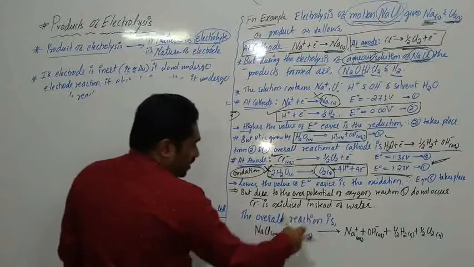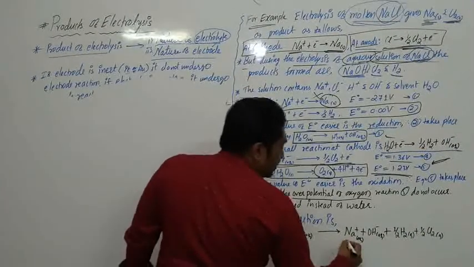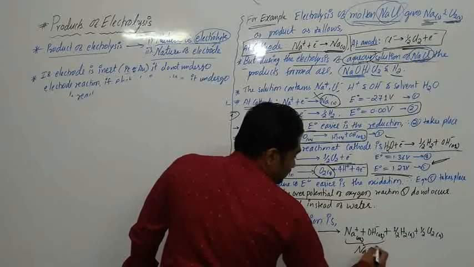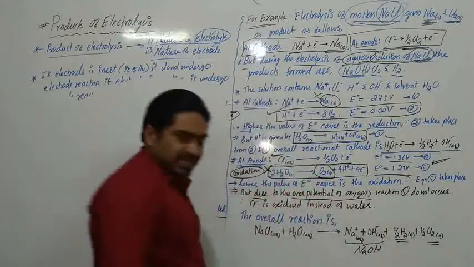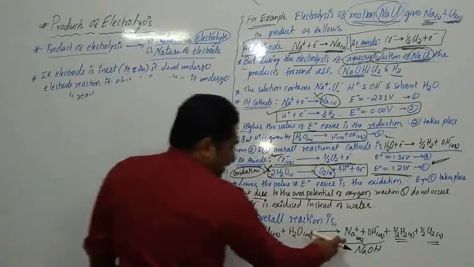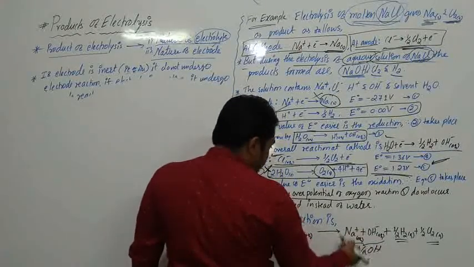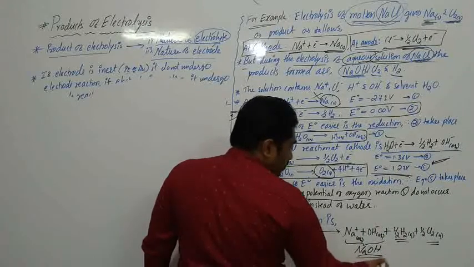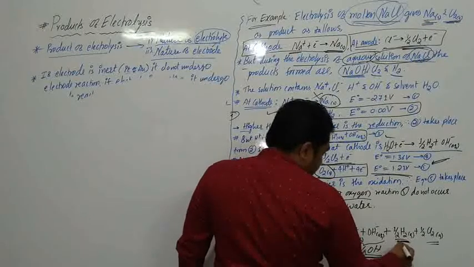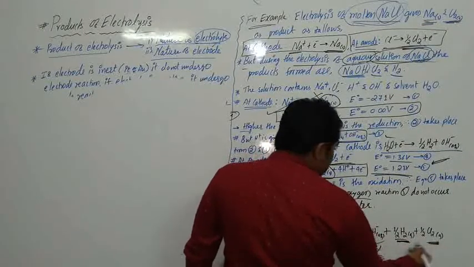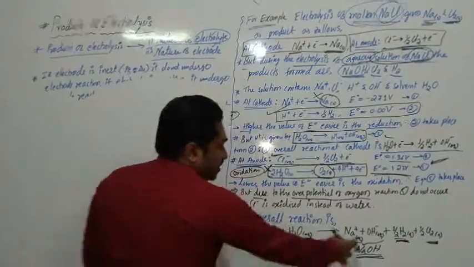The overall reaction is NaCl plus H2O gives Na+ and OH-. These two combine to give NaOH, and hydrogen gas and chlorine gas, isn't it? Okay, Na+ is formed in the aqueous solution, OH- is also formed in the solution. So these two remain in the solution. This reaction takes place at the surface of the cathode, this takes place at the surface of the anode. Means at the electrodes these two occur, in the solution this reaction occurs.